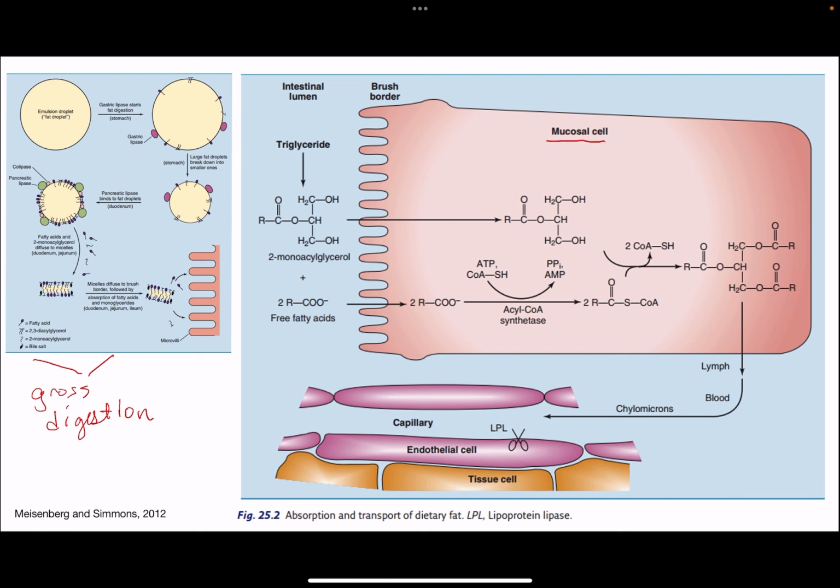So here we see that we have one of our monoacylglycerols, and we have 2 free fatty acids. Combined, this would be a triglyceride, one triglyceride. It got broken down into a monoacylglycerol. It got broken down into 2 free fatty acids. And the R here indicates that we don't know exactly what type.